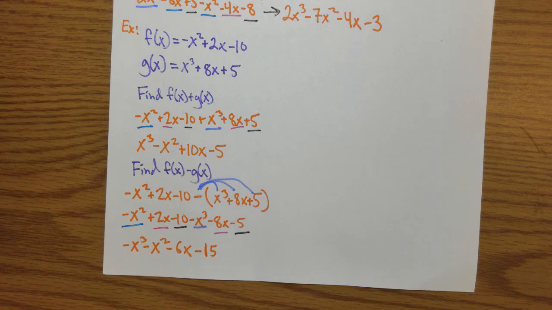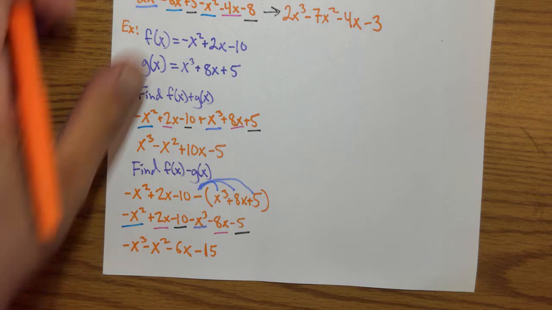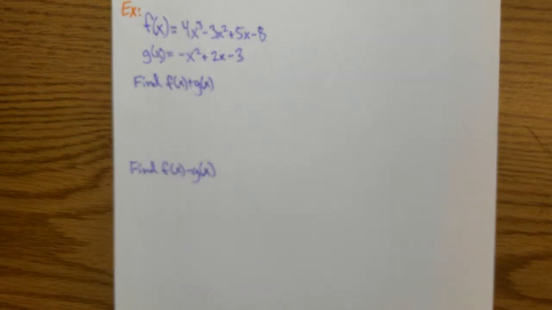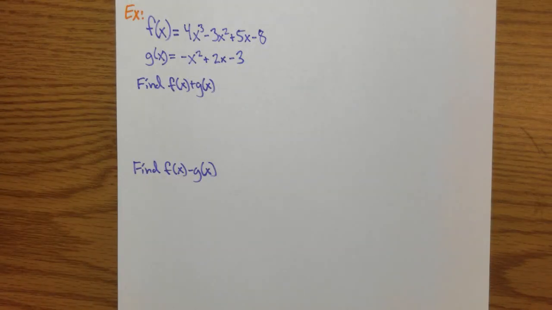Let's do one more just for good measure, and then I'll be done with the video. So here we have 4x cubed minus 3x squared plus 5x minus 8. And we also have negative x squared plus 2x minus 3.